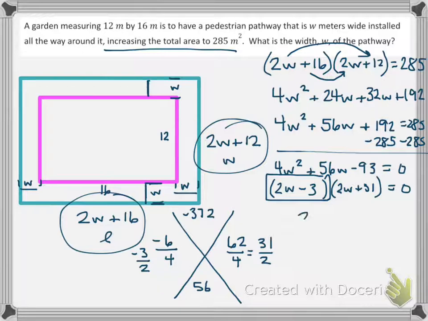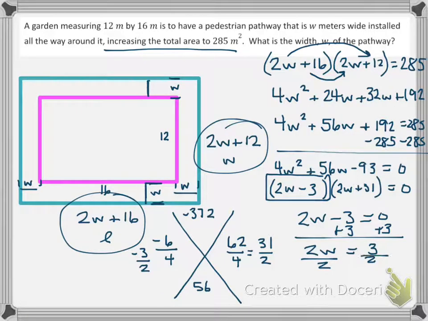So if I set 2w minus 3 equal to 0 and add 3, that gives me 2w equals 3, and then divide each side by 2. And that gives us W equals 1.5 meters. And that's the width of the pathway, W, 1.5 meters. The other one's going to give me a negative value, and the width of a pathway cannot be a negative number of meters. So it's got to be that one, 1.5 meters. All right.